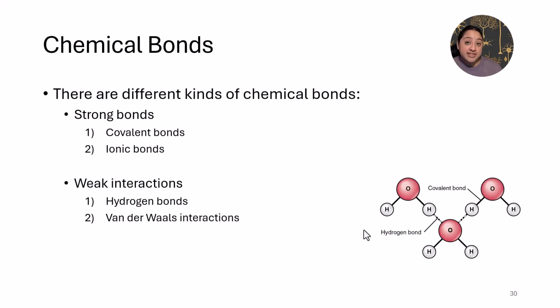So there are different kinds of chemical bonds and interactions. There are strong bonds that hold atoms pretty tightly, and then there are weak bonds or weak interactions. Of the strong bonds, there are covalent bonds and ionic bonds. I'm going to break down each one of these 4 bonds on the next few slides, but just to show you an overview, the weak interactions include hydrogen bonds and van der Waals interactions.